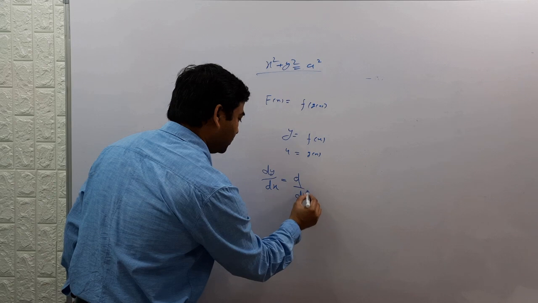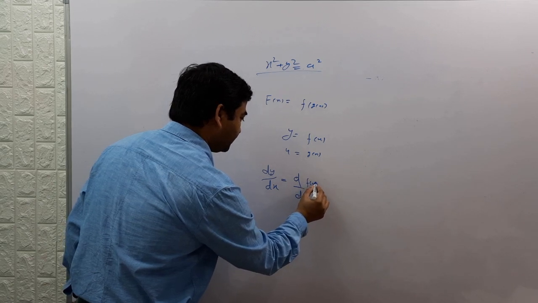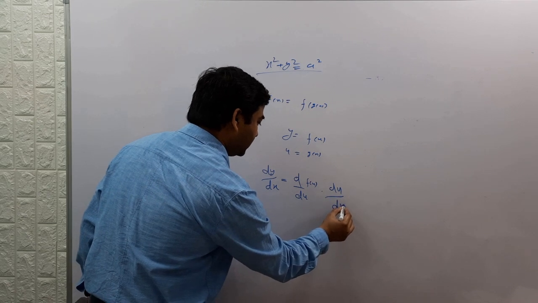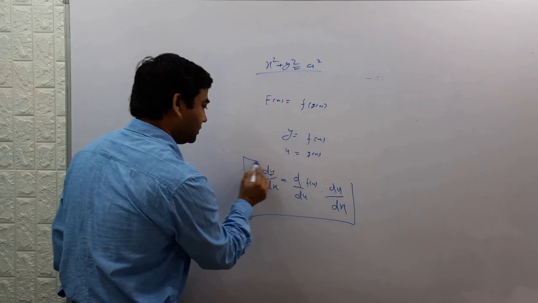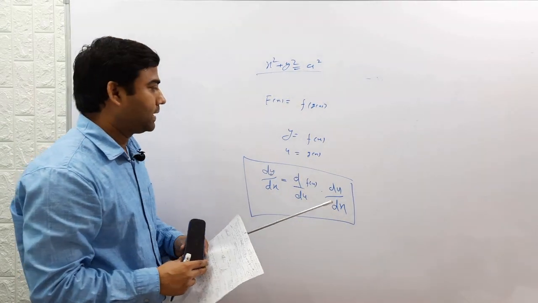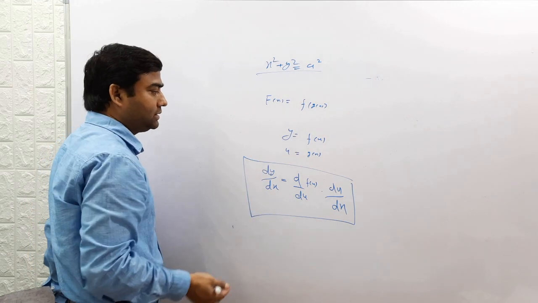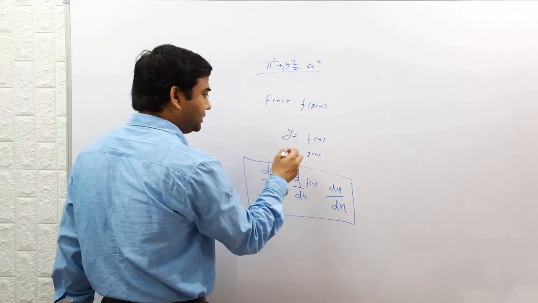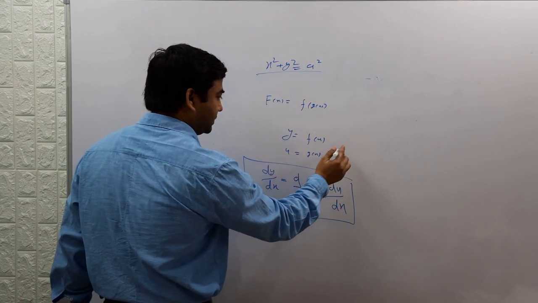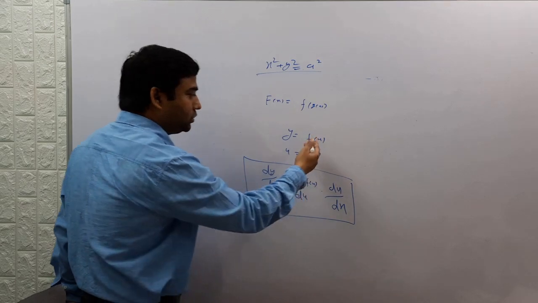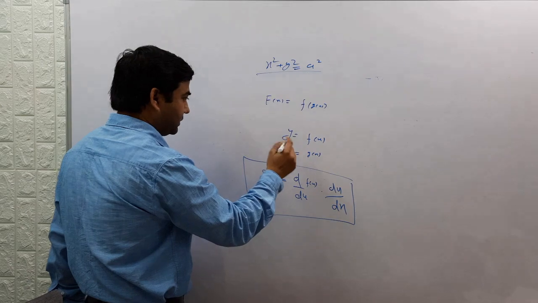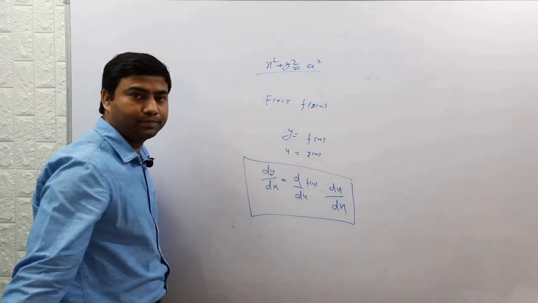dy over dx is d/du of f(u) into du over dx. When there are two functions, this is the composite function. In case of composite functions, what is this? This function is a composite function of f and u.